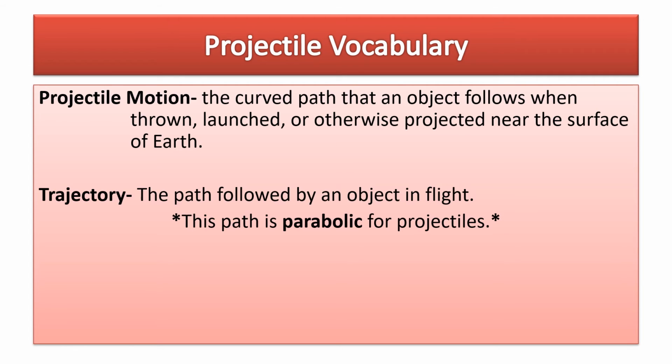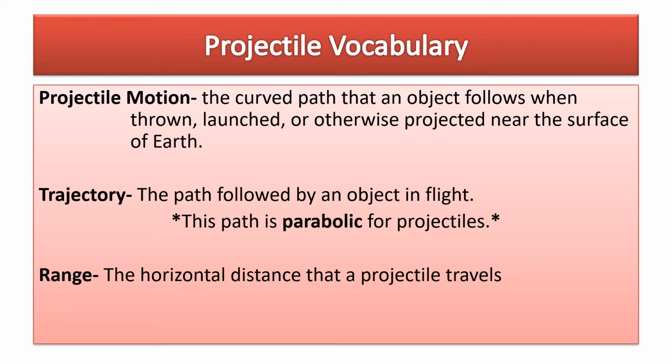So trajectory is the path followed by an object in flight, and this path is parabolic for projectiles. If you don't have any of those other external forces besides gravity, then it's going to follow the path of a parabola.